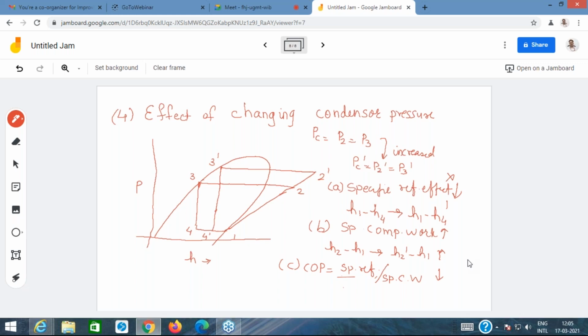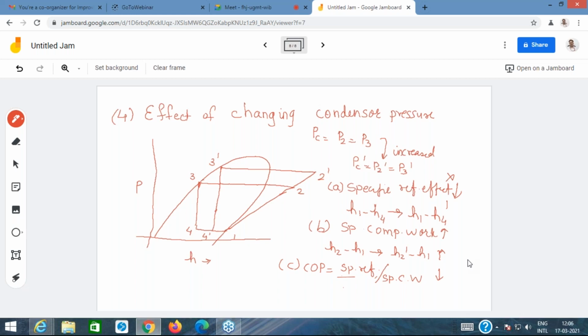maintain the condenser pressure as low as possible. But then how is the condenser pressure decided? Condenser pressure is decided by the ambient temperature and by the design of the heat exchanger. So ambient temperature, for example, if you are operating the system in a climate which is too hot, then obviously the condenser pressure would be higher. The specific refrigerating effect would be lower, the power consumption would be more, the coefficient of performance would be lower.